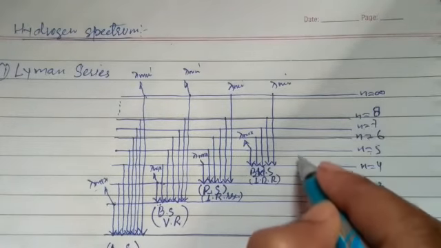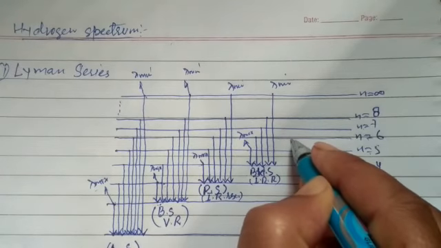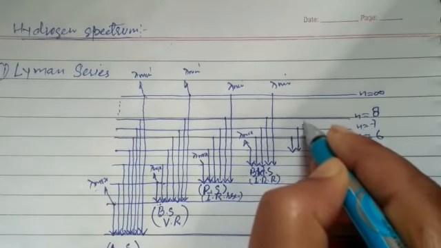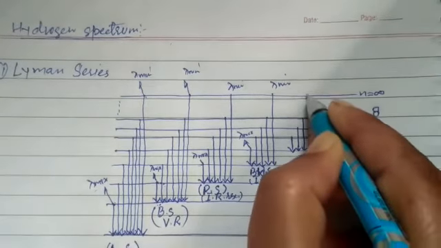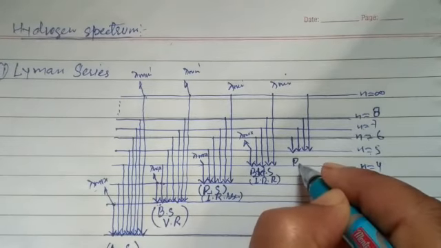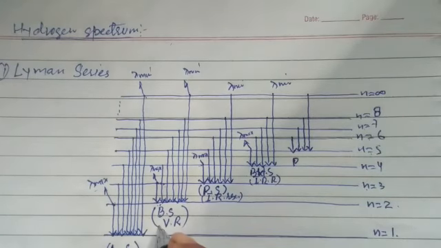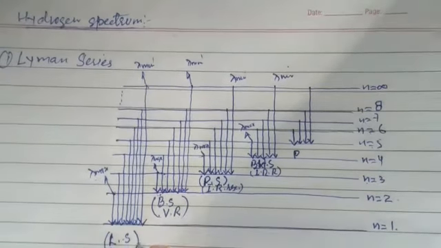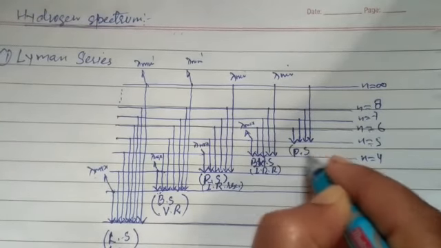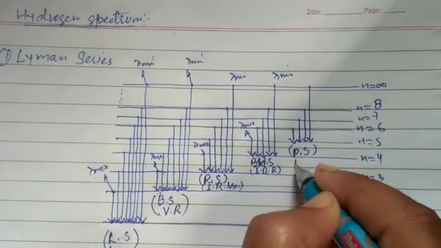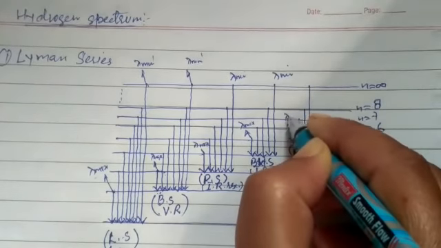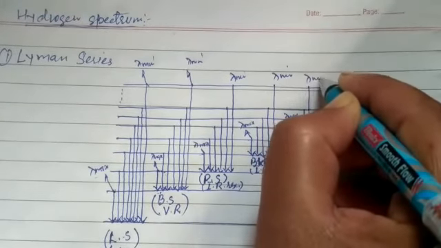Similarly, we have another series, the Pfund series. What will be the Pfund series? When the electron de-excites from n is equal to 6 to 5, from 7 to 5, from 8 to 5, and from infinity to 5, we have this series called the Pfund series. Lyman series, Balmer series, Paschen series, Brackett series, Pfund series, and it also falls in the infrared region. This will be the lambda max, and this will be the lambda minimum.